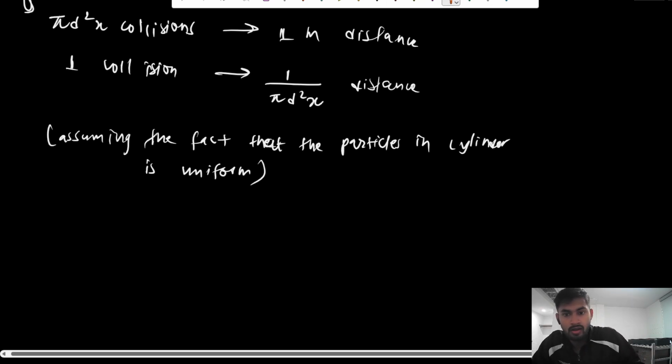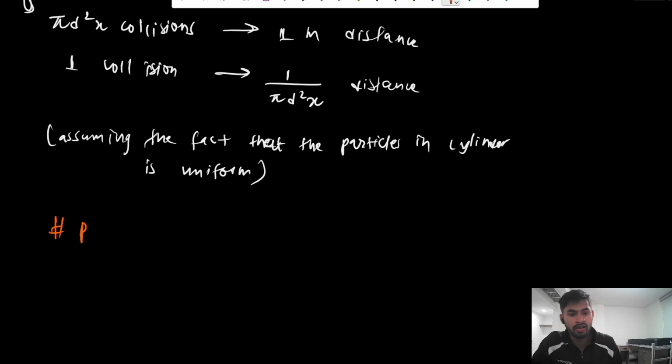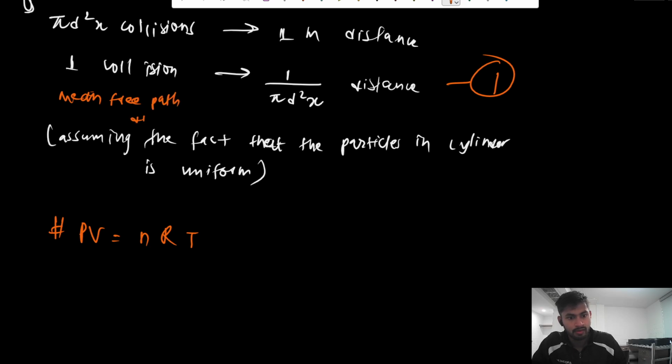Now, using our ideal gas equation, if we go one step ahead to derive this one collision distance, that is the mean free path distance, and use this equation with the ideal gas equation, then what we are trying to do is find the mean free path distance in terms of P, V, R, T, which are more often given in most of the cases when we solve problems.